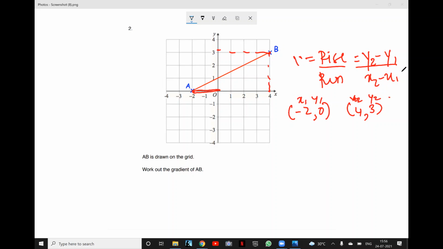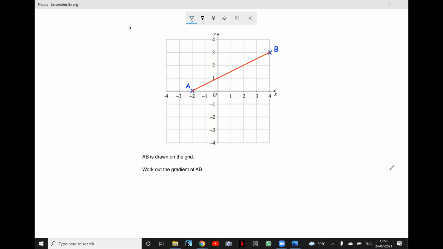Formula is y2 minus y1, so 3 minus 0 upon x2 minus x1. So this is 3 over 6, which is 1 over 2, which is equivalent to 0.5. So my gradient over here is 0.5. If I have to give an equation over here, what will I give? The equation is like this: y is equal to 0.5x plus c.